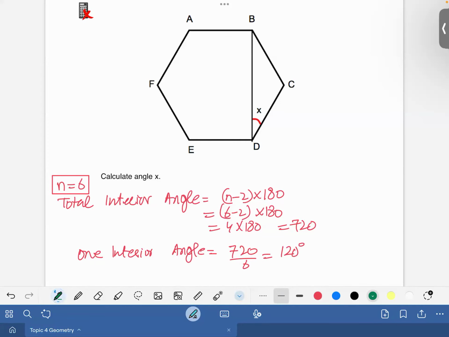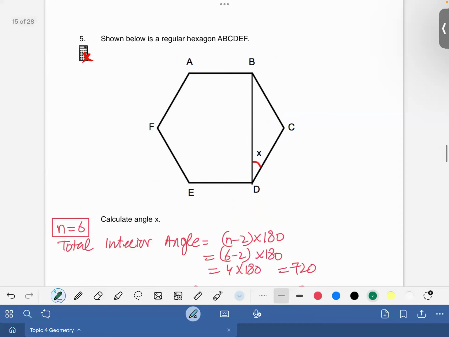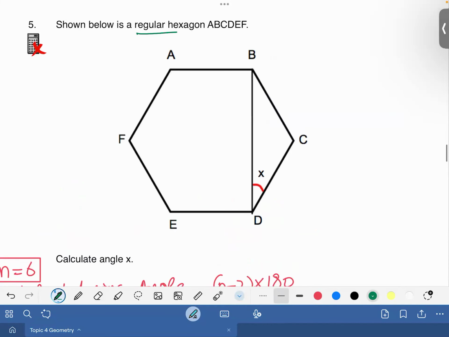So Laluna, my son, can I say that it's saying it's a regular hexagon, so can I say that this angle would be 120?